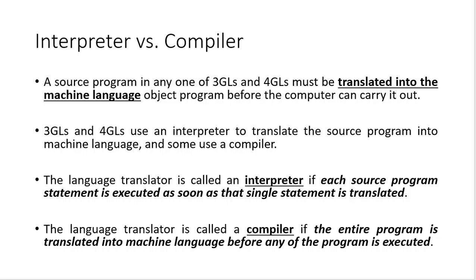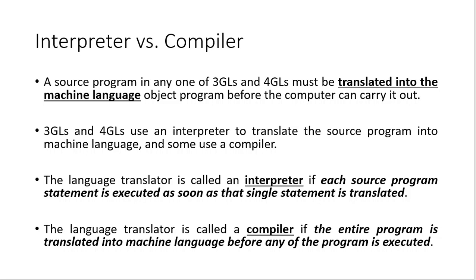So the language translator is called an interpreter if each source program statement is executed as soon as that single statement is translated. Okay. Maksudnya interpreter ni dia akan terus execute, terus jalankan statement yang ditulis tu. Okay. Sebaik sahaja satu ayat lah, lebih kurang satu ayat tu diterjemahkan. Okay. But for compiler, okay, the language translator is called a compiler if the entire program is translated into machine language before any of the program is executed. Dia untuk compiler, bezanya compiler ni dia akan execute, dia akan jalankan program tu setelah keseluruhan program diterjemahkan ke dalam machine language.